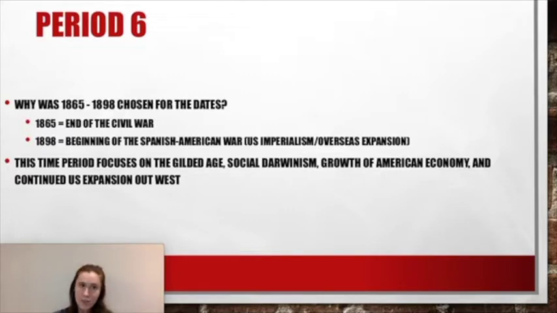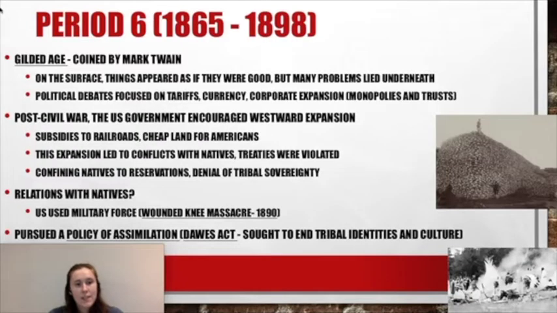So period 6 covers 1865 to 1898. So what we're really looking at here is from the end of the Civil War to the beginning of the Spanish-American War. So we're going to look at the Gilded Age. We're going to talk a little bit about social Darwinism, changes in the economy, the growth of capitalism, as well as expansion out west. Okay, so period 6.